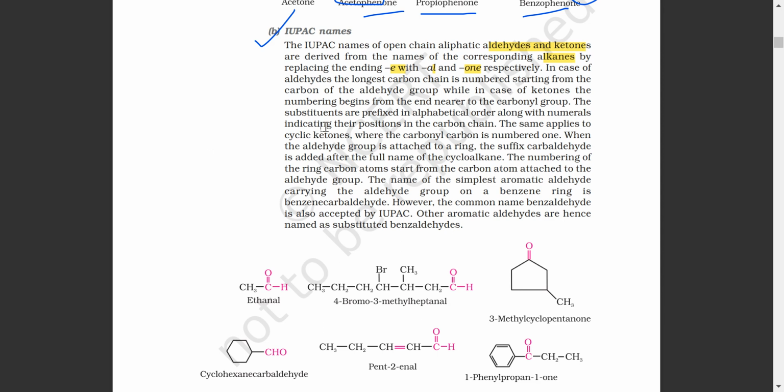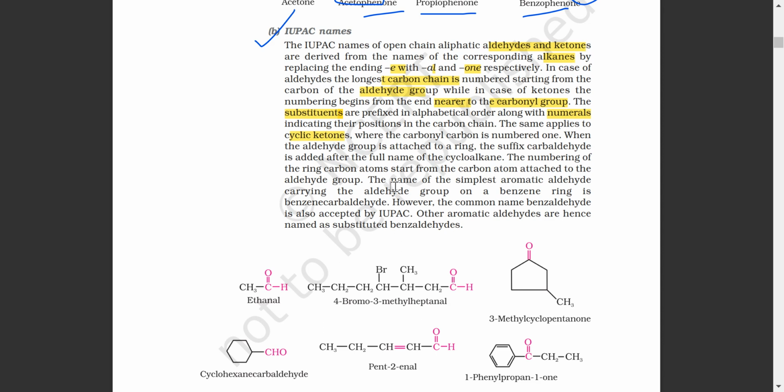In case of aldehydes, the longest carbon chain is numbered starting from the carbon of the aldehyde group, while in case of ketones, numbering begins from the end nearer to the carbonyl group. The substituents are prefixed in alphabetical order along with numerals. Again, numerals, not alpha, beta, gamma, indicating the positions of the substituents. Fine. The same applies to cyclic ketones, where the carbonyl carbon is numbered 1.